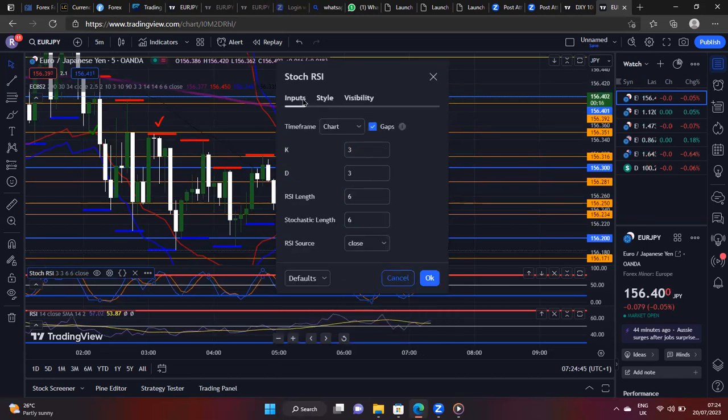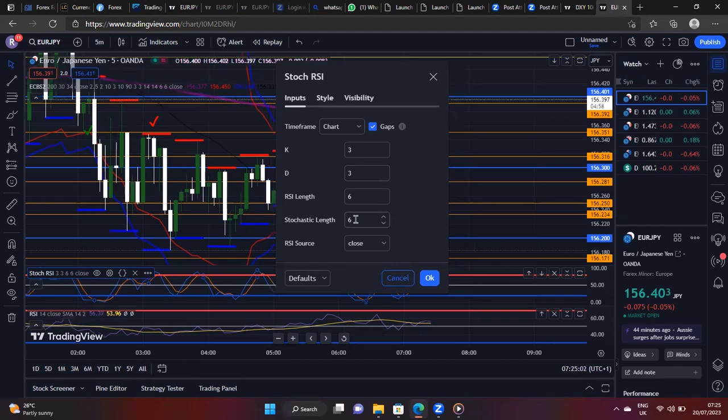input. Your input should be K set to 3, D set to 3, RSI length set to 6, stochastic length set to 6. That's for the stochastic RSI. K set to 3, D set to 3, RSI length set to 6, stochastic length set to 6. RSI source should remain close, and you click OK.